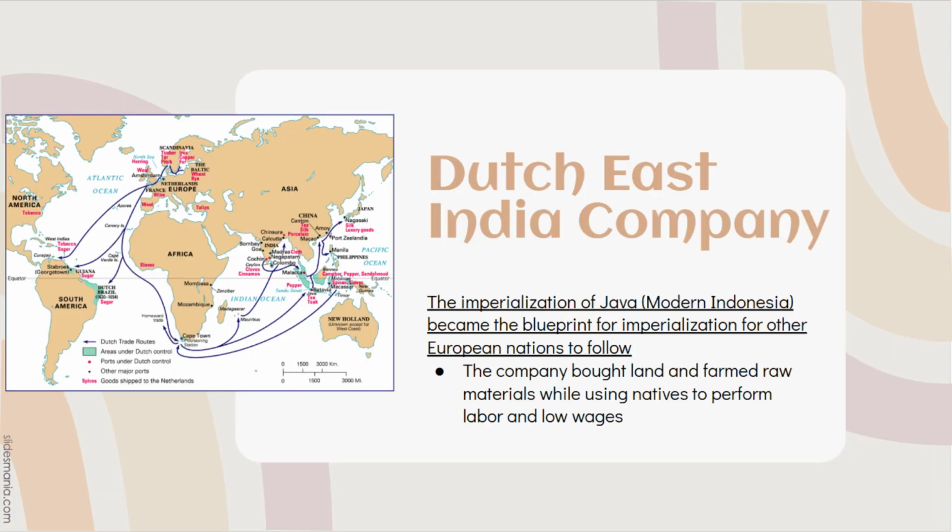One of the big negative impacts, though, that we'll definitely be talking about again later, is how the Dutch East India Company set the mold for imperialization. Specifically, where they're imperializing in Java, which is modern-day Indonesia, it became the blueprint for other European nations to follow later on when they take over parts of Africa and Asia. The company buys land and then farms those raw materials while using natives to perform labor at low wages. And that coercive labor system is exactly what other Europeans will use later on.